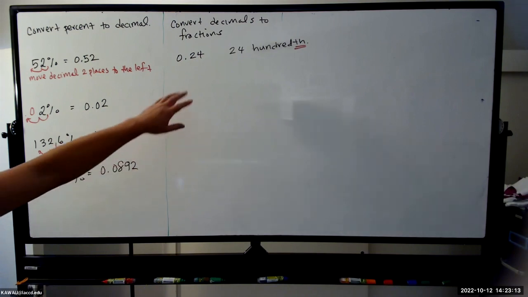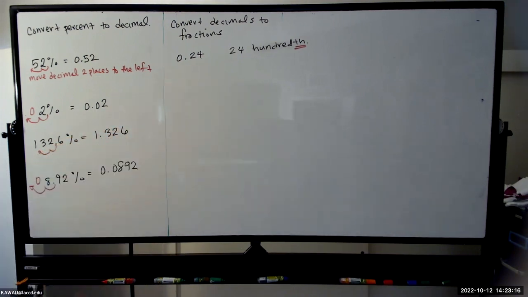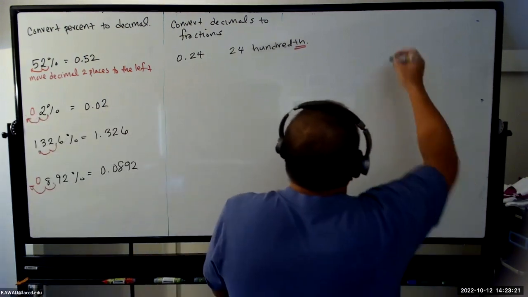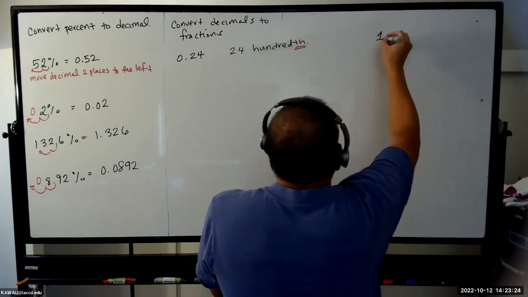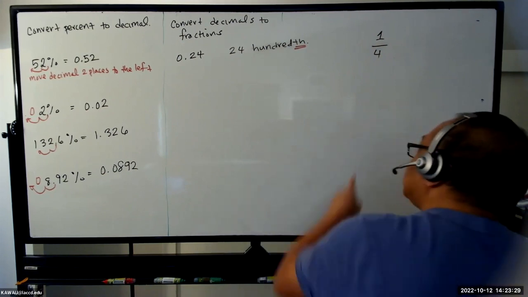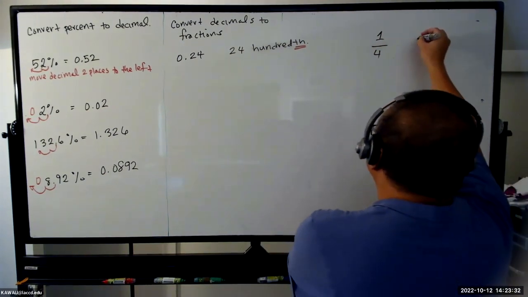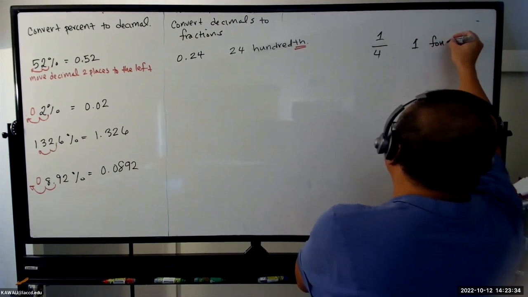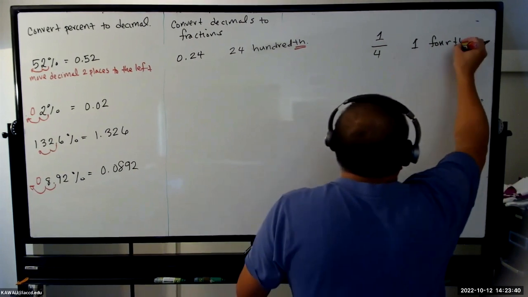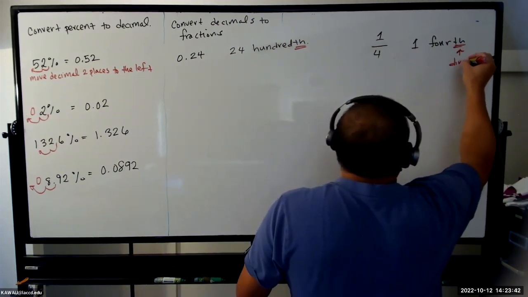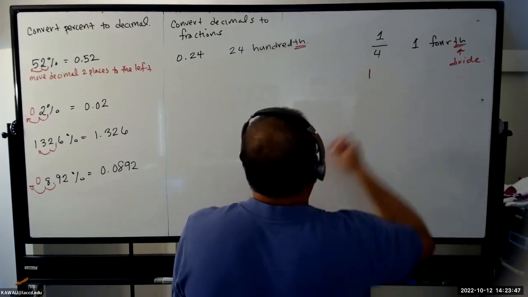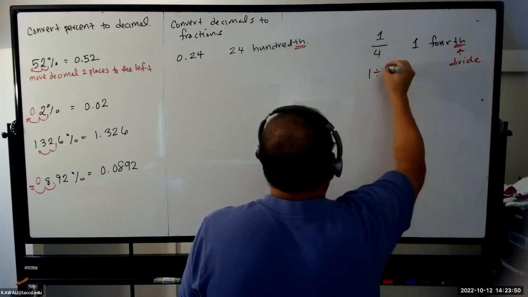Okay, so the way we would say this in words is 24 hundredths. And you're like, okay, why do I care about that? Well, think about this number. If I ask you what number is that, you'd say, oh, that is 1/4. What this fourth means is divide. This right here is equal to 1 divided by 4.